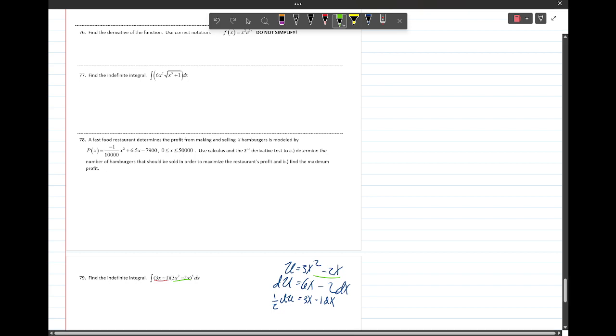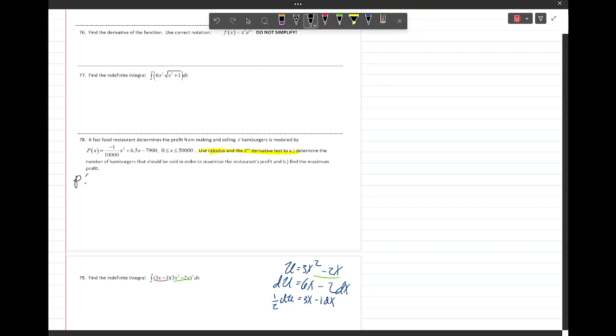Okay. Use the second derivative test. Here's a fast food restaurant. Profit is modeled by P. Use the second derivative test to see the optimal number of hamburgers that should be sold. I'm going to find the maximum profit. Remember, whenever you hear relative extrema, maximum, minimum, optimize, you're going to want to use the second derivative test.